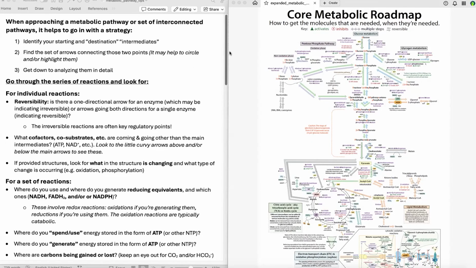So let's go through. The first thing is to determine what's your goal? What are you trying to get out of it? Often what you're trying to do is say, how do I get from one molecule to another molecule? We call these molecules intermediates because they can be the start of one pathway and the end of another pathway and the middle of a different pathway, because the pathways are all interconnected. Each of these molecules we can refer to as an intermediate. Sometimes they're called metabolites. These are the chemical compounds that you're interconverting between.